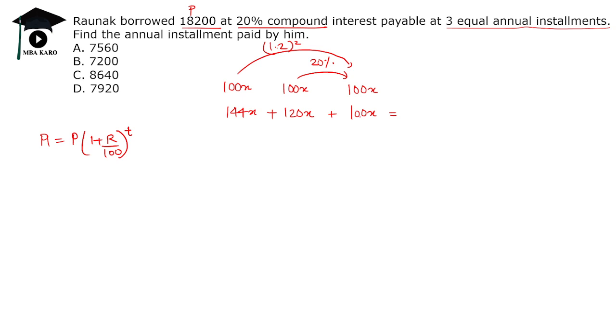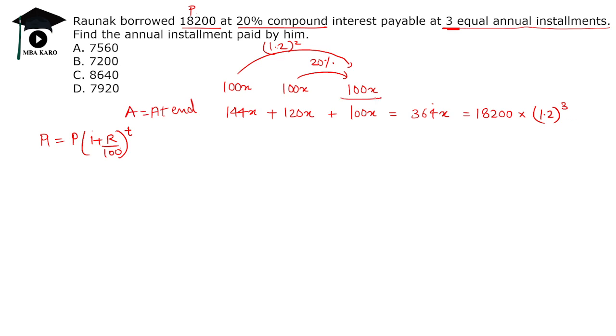Total we will get as 364x. Now that is equal to 18,200 into, this was the principal, amount is 1 plus R by T. So 1.2, right? And the time is 3 years. So this is our amount, right? So at the end, whatever you are calculating, equate it to the amount. That's what you need to do.